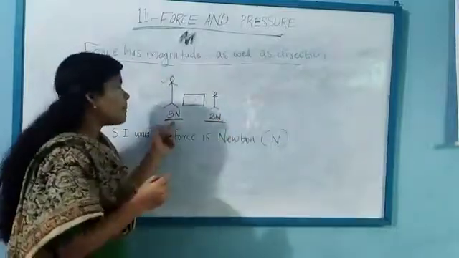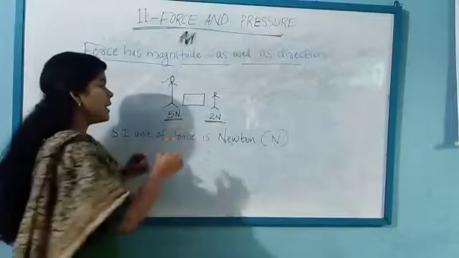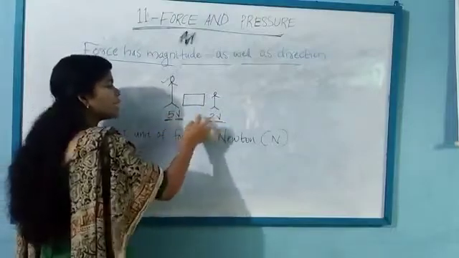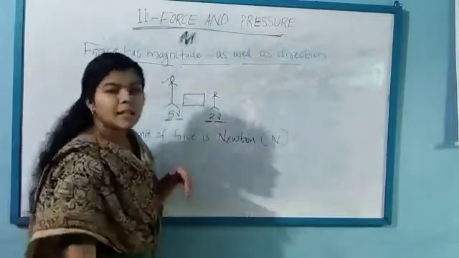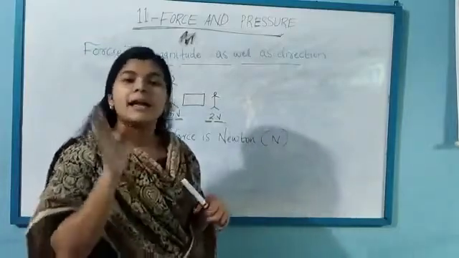Magnitude means the amount of force applied. Here it is 5 Newton and 2 Newton. Therefore 5 and 2 are the magnitudes, and then there are the directions. Force has a magnitude as well as direction.